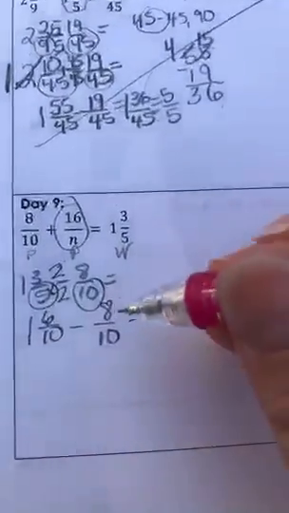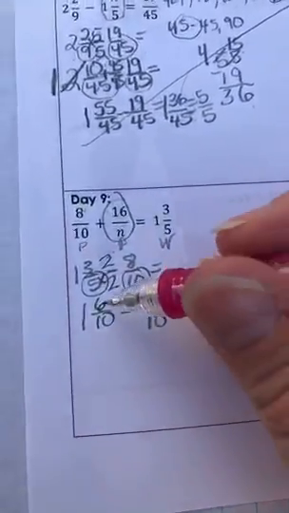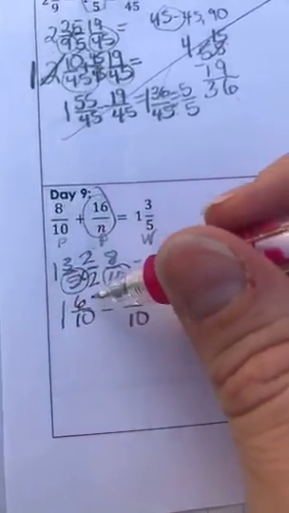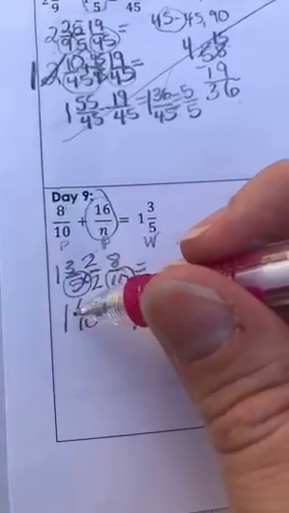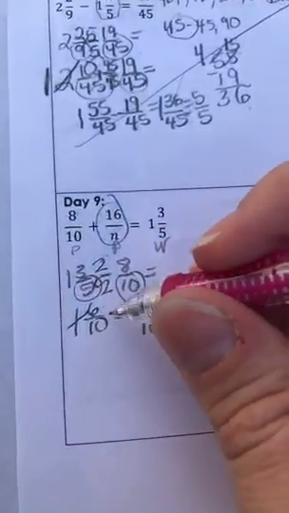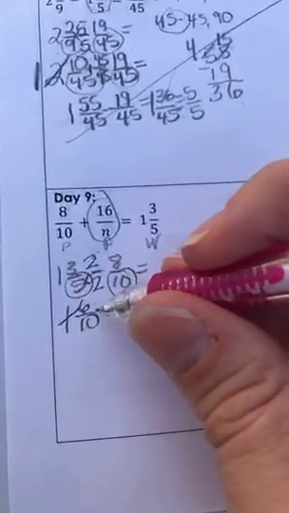Oh, you know what I noticed? I noticed that I cannot subtract 8 from 6. So what I need to do is borrow from my whole. So I'm going to get rid of one whole and I'm going to add it into my 6 tenths.